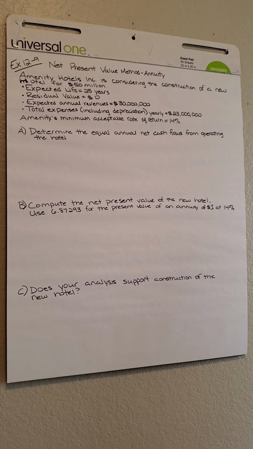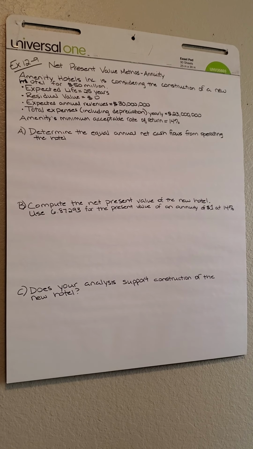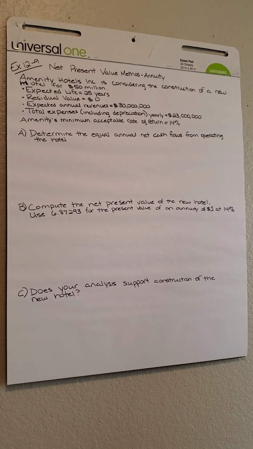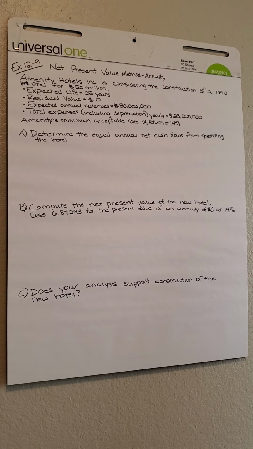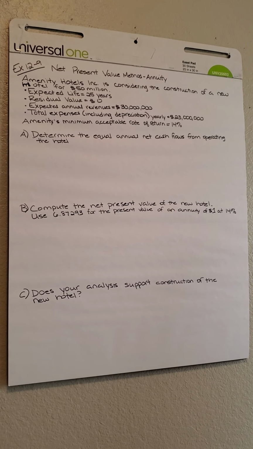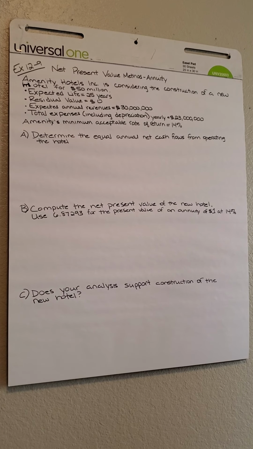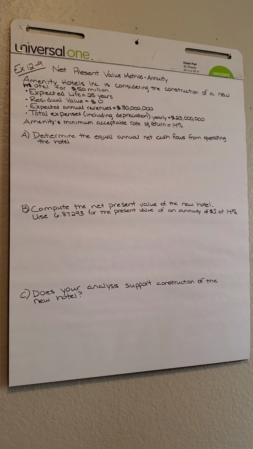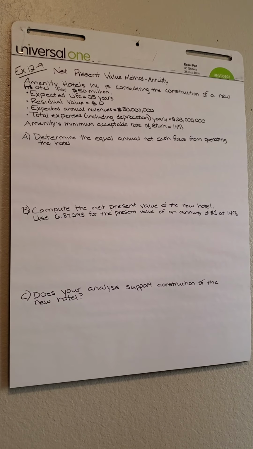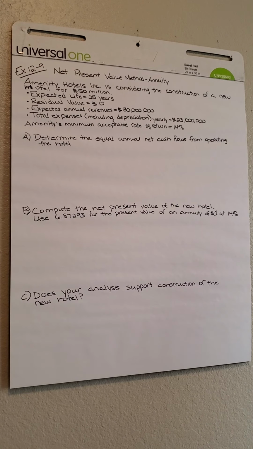So the new hotel would be $50 million cost, have an expected life of 25 years, residual value of 0, expected annual revenues of $30 million, and total expenses, including depreciation yearly, of $23 million. And Amenities Hotels' minimum acceptable rate of return is 14%. So the first thing they want us to calculate is the equal annual net cash flows from operating the hotel.